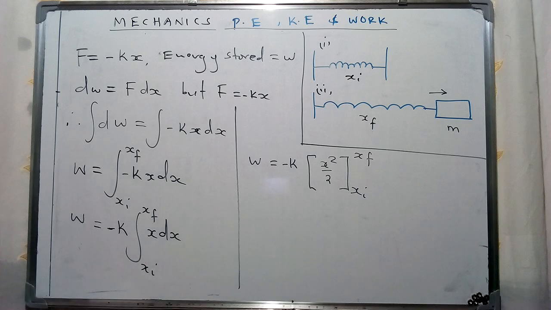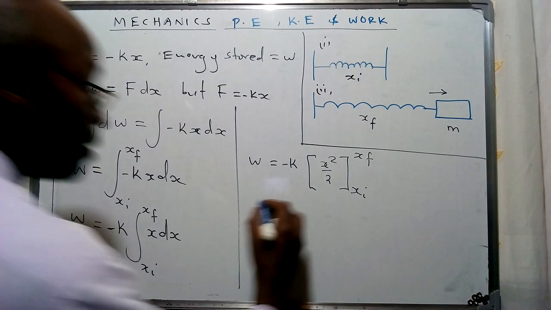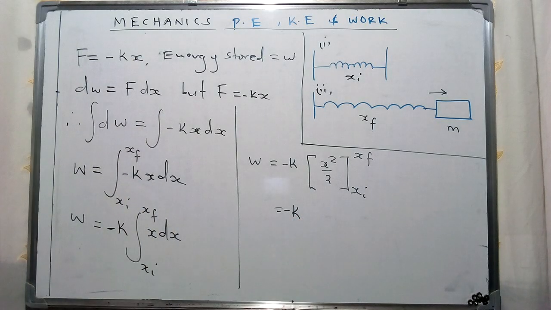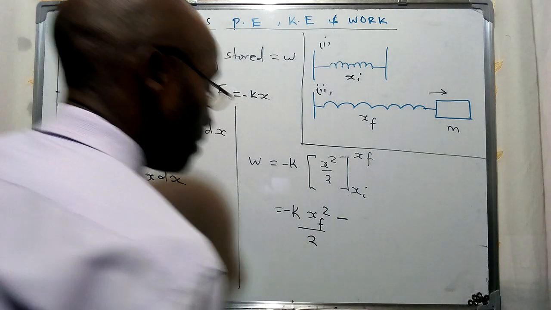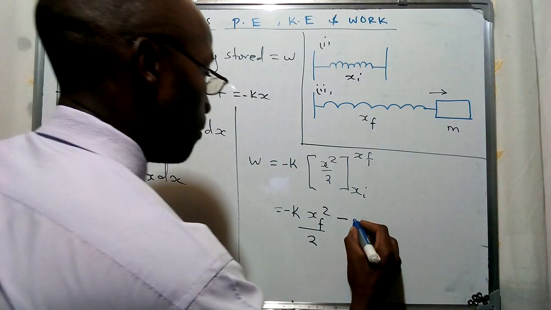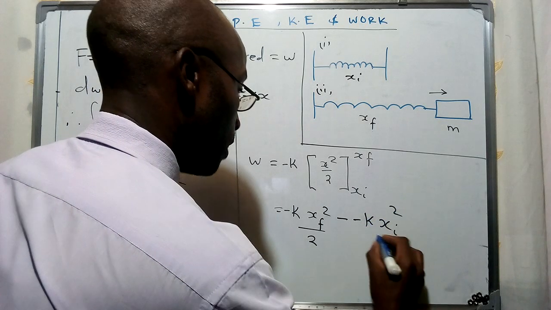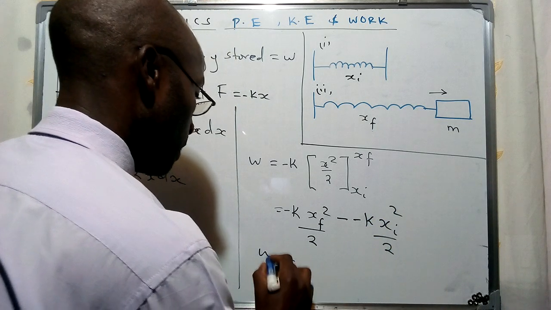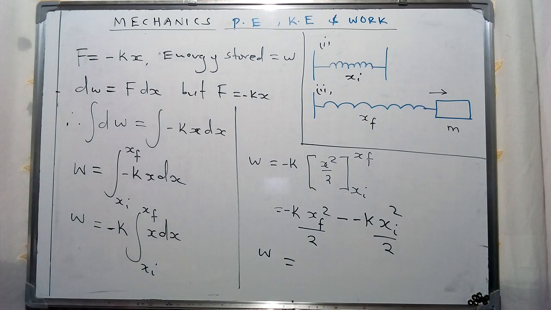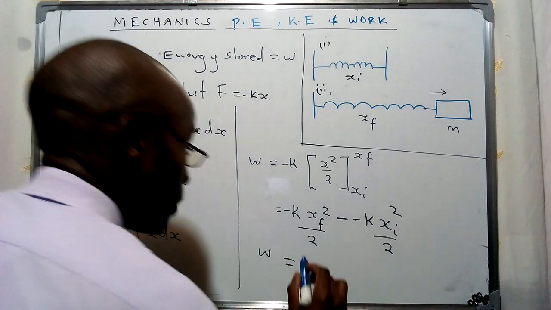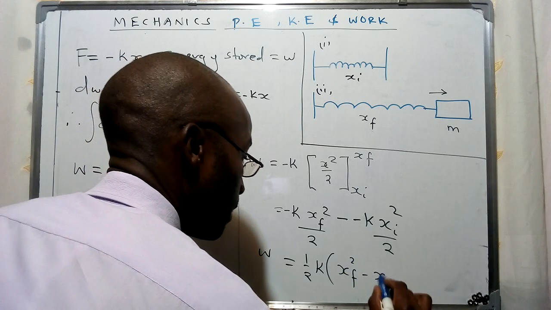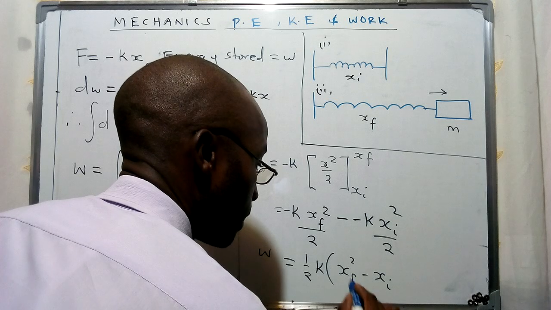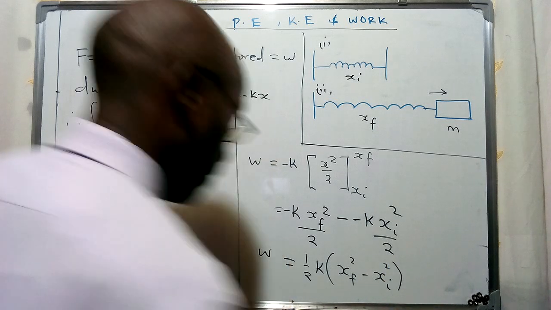So considering this negative value, this is going to give us the negative value of k times x final squared all over 2, minus, which is again a negative value, minus k times x initial squared all over 2. So we can do a rearrangement of this equation in order to find the final representation, whereby we have this given in terms of a half k into x final minus x initial, all squared. This x final and x initial are subscripts, and of course the whole thing is squared.